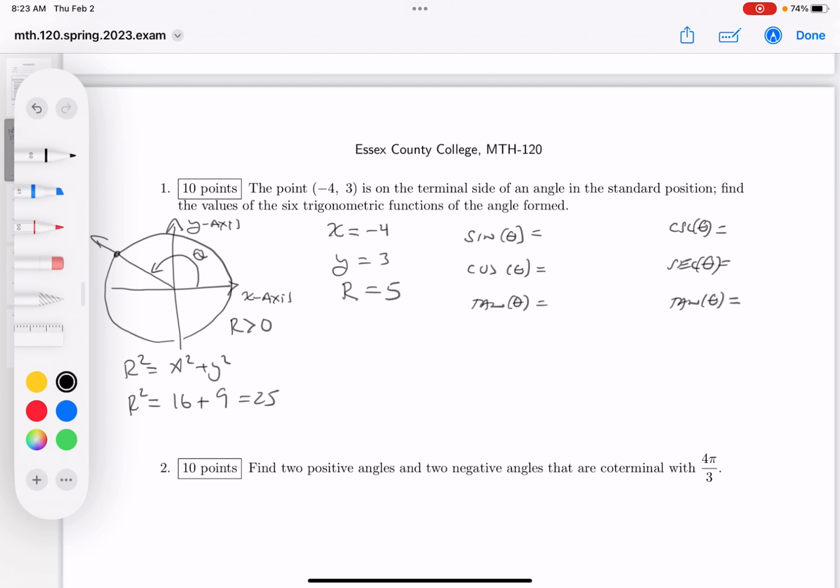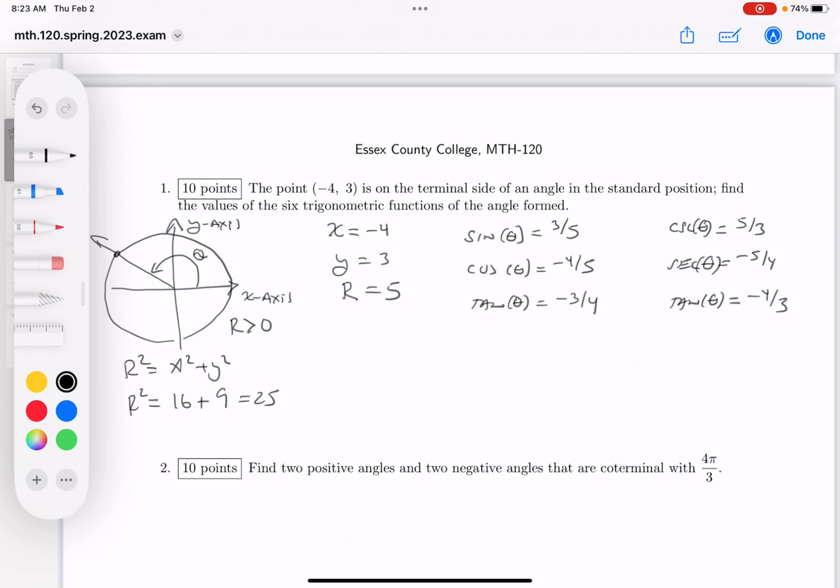But they're relatively simple. The sine is going to be the ordinate, which is 3, over the radius 5. The cosine is defined as being the abscissa, which is minus 4 over 5. And the tangent is going to be the ordinate over the abscissa. If you wrote that down, that would be 3 over minus 4. But that's an inappropriate way to write it. So minus 3/4. All right? These other guys are easy to do. The reciprocals. This is 5/3. This is minus 5/4. And this is minus 4/3. All right? That problem is done.